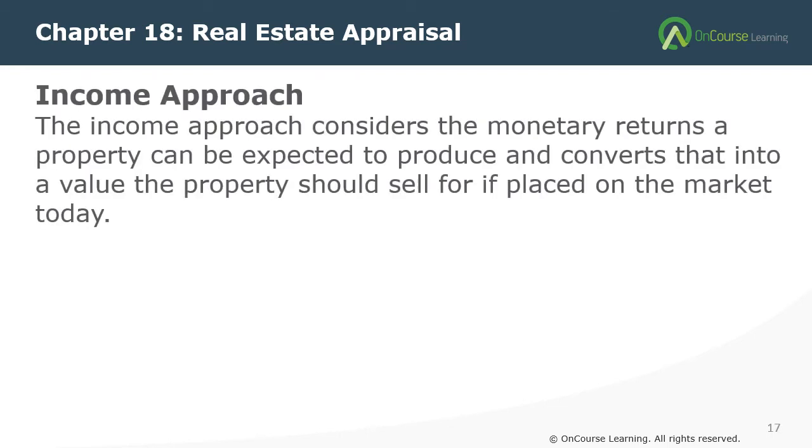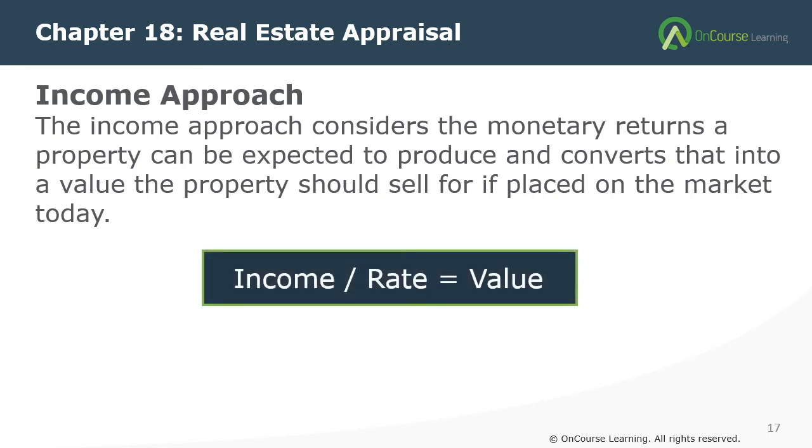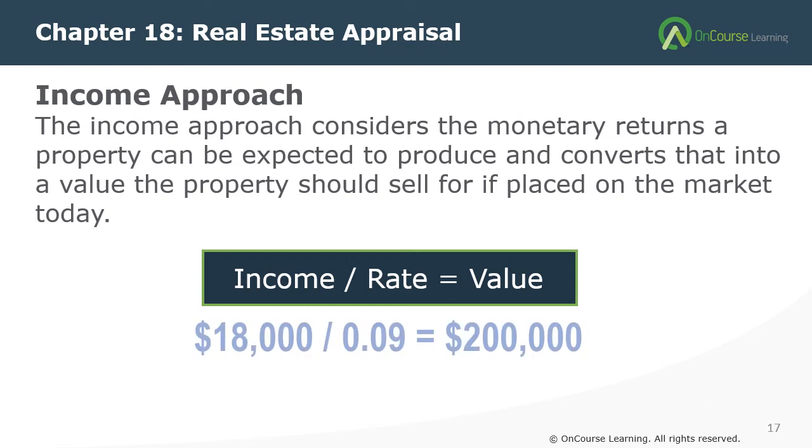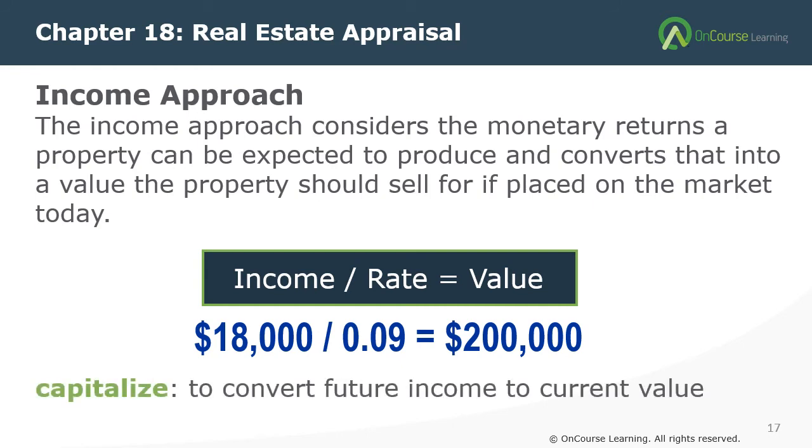Our third approach to value is the income approach. The income approach considers the monetary returns a property can be expected to produce and converts that into the value the property should sell for if placed on the market today. And when we use something called direct capitalization, we take the property's income, divide by a capitalization rate, and that will give us value. And to capitalize means to convert an income.